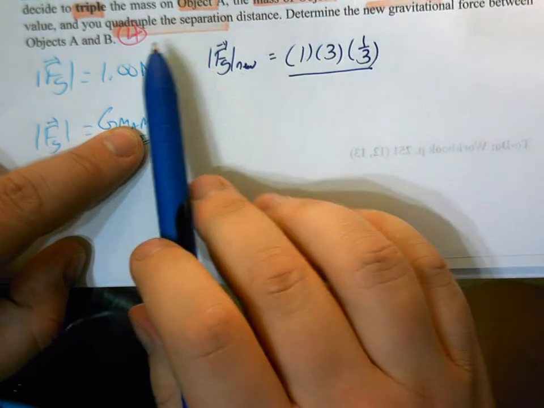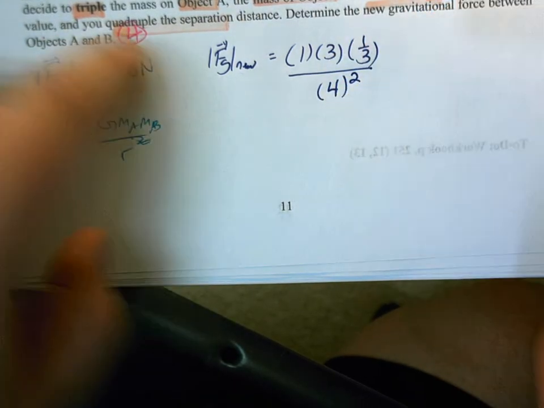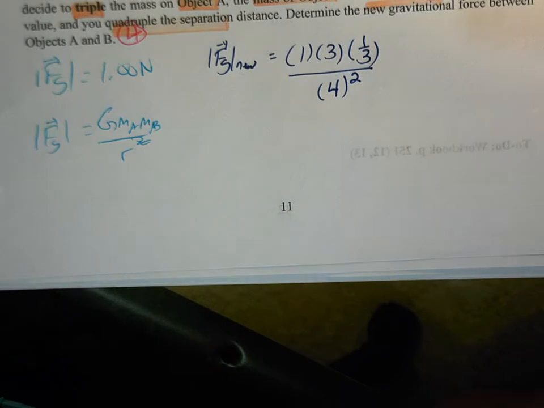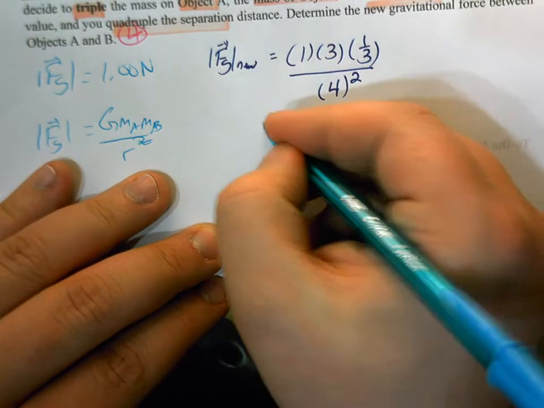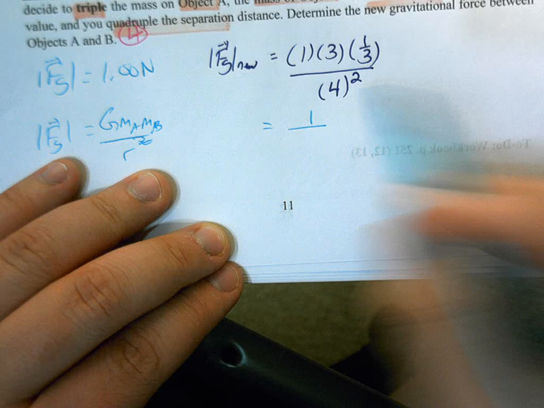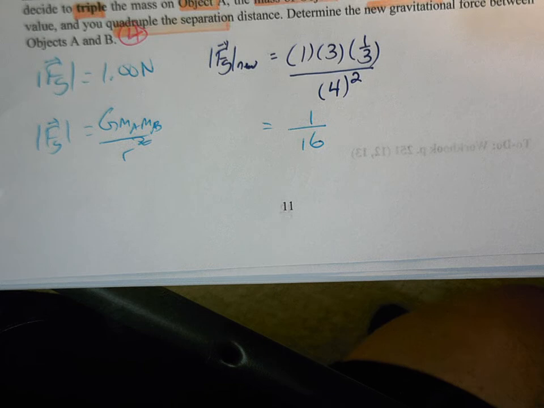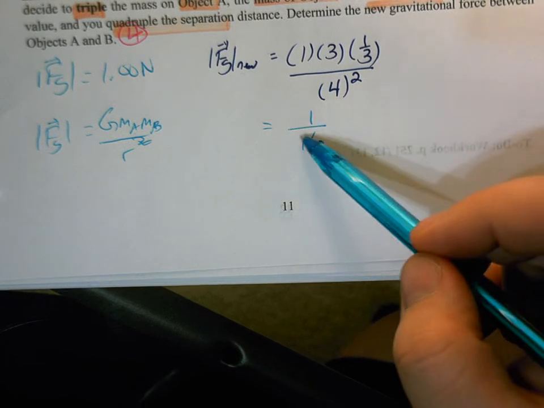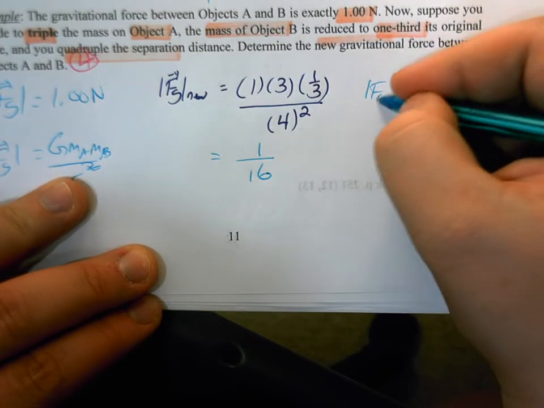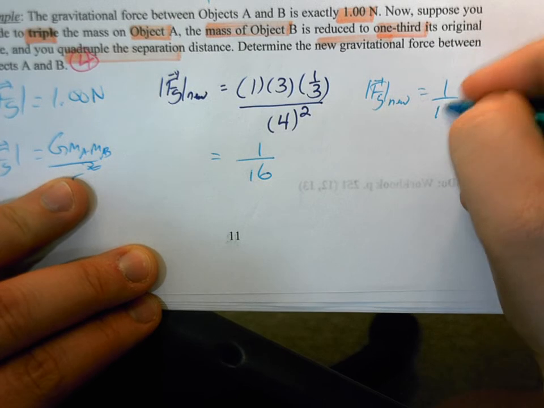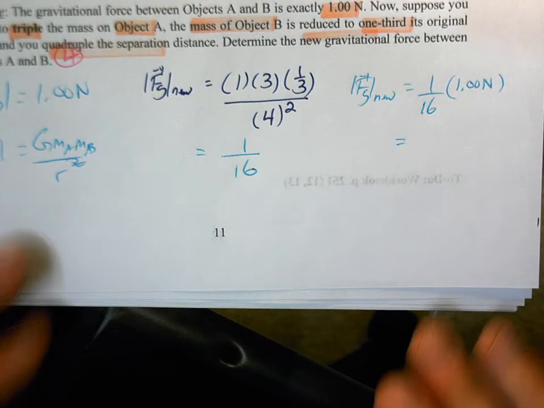And then down in the bottom, we are told that the distance is going to quadruple. So we're going to have this 4, and then we're going to have this squared. Don't forget the squared. So up top, I have a 3rd, 1 times 3, which is 3, multiplied by 1/3. I'm going to have 1 up top. And then the bottom, I have 16. What this is telling me is that based on the changes I've made, I have to multiply my original force of gravity by 1/16. So to get that new force of gravity, we're just going to say it's 1/16 times that 1 newton. So it's going to be a 16th of its original value.